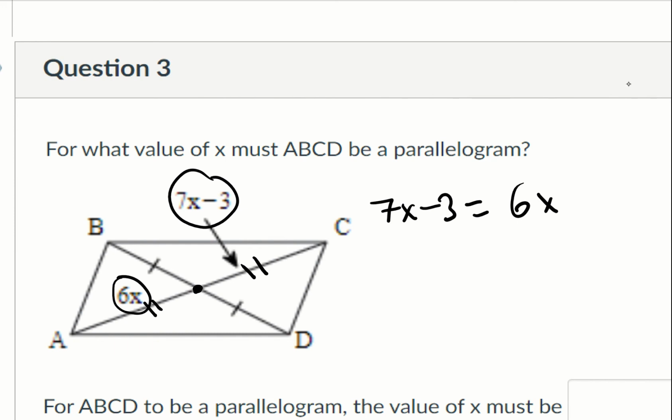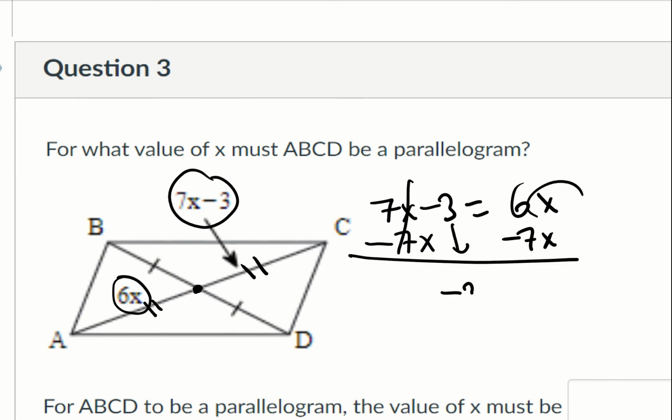So what I'll do is I'll subtract 7x on both sides, because we already got the x on the right side, so we might as well move it to the right side. So we got here minus 3 equals 6x minus 7x, which is negative 1x. And then I'll divide by negative 1 on both sides. And that'll be 3. So x is equal to 3.